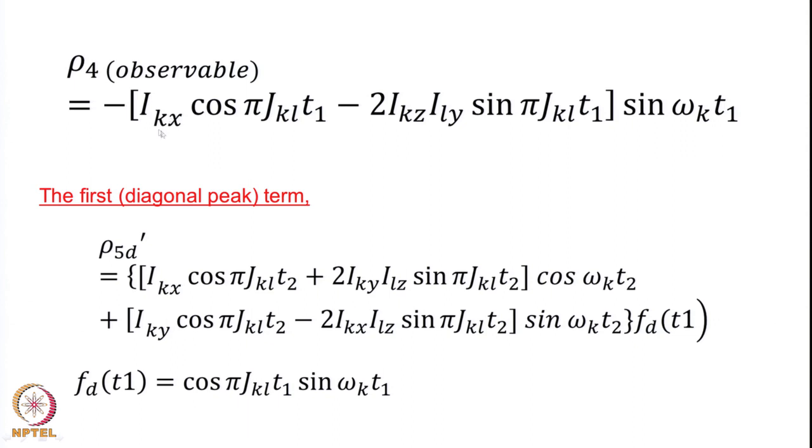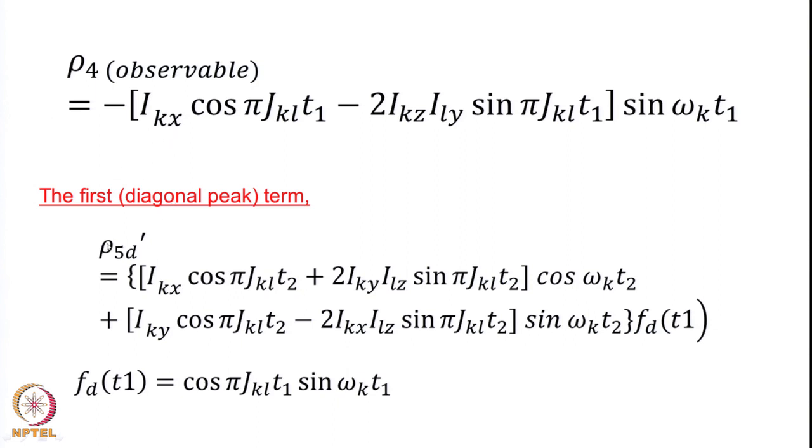Therefore, this one will produce the diagonal peak in the end, and this term will produce the cross peak in the end. And we started actually calculating the evolution in T2 taking the first term, which will produce the diagonal peak. So what is the fine structure in the diagonal peak? Does it have a fine structure? So we started calculating that.